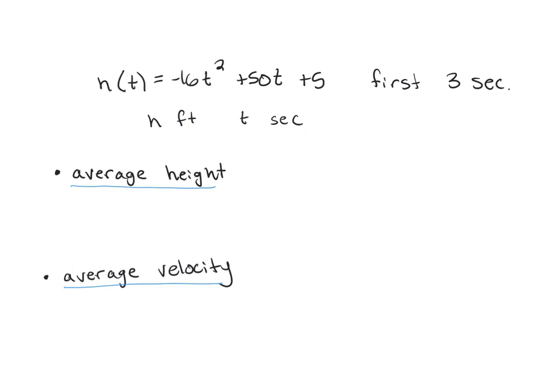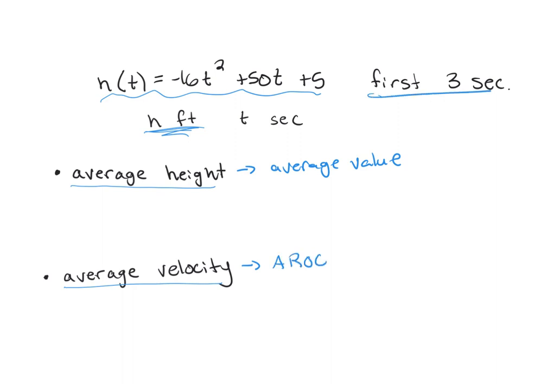Well, this is a position function that is describing height. So to find the average height, what we're going to be finding is the average value. And then average velocity, that would be like taking the derivative, or in this case, we can do average rate of change for the first 3 seconds. Okay, so first average height.